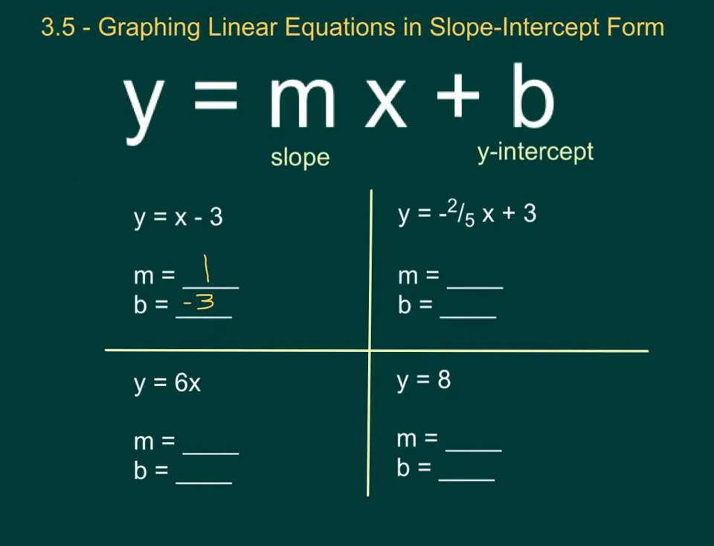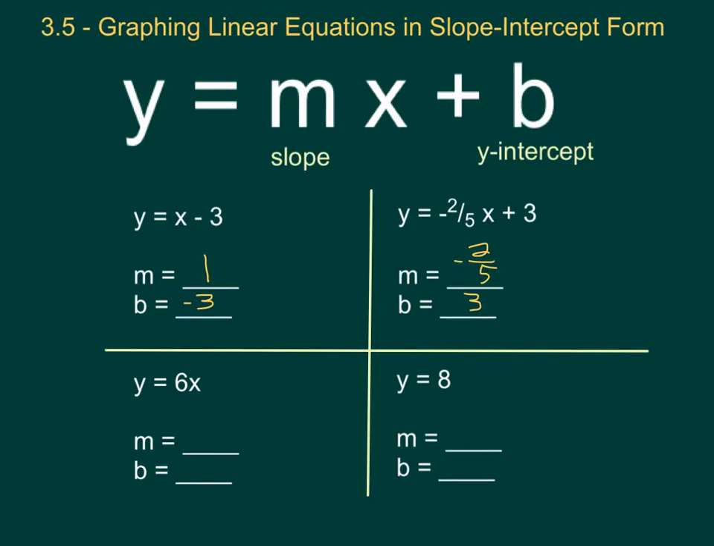Let's move over to the right. y equals negative 2/5 x plus 3. Your slope is the entire fraction. Your slope is negative 2 over 5. That's what's multiplying the x. Your slope does not include the x. That's just where you look for it. And your b, in this case, because it's positive, is a positive 3. That's from the addition of 3.